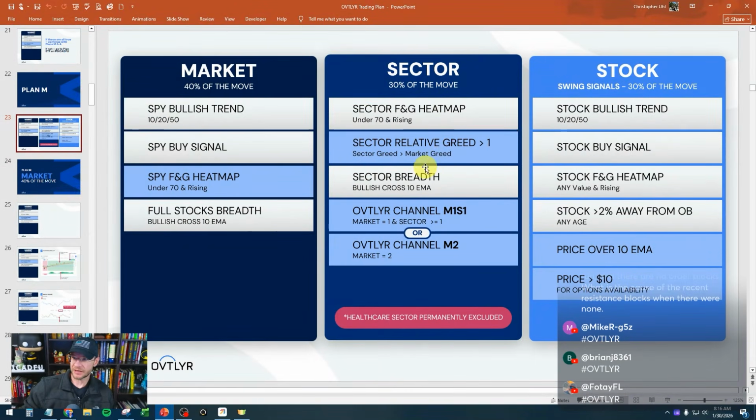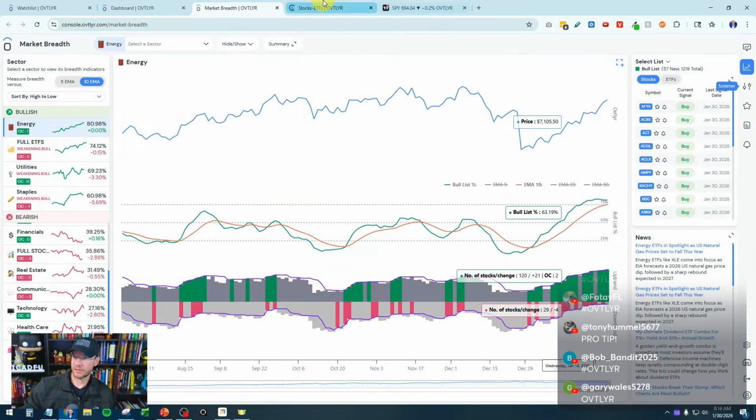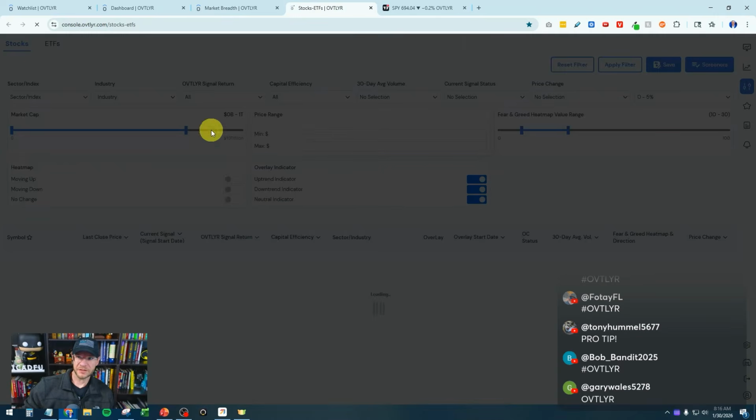All right, then let's say that I narrowed it down to a single sector. Let's just use staples, for example, because it has positive breadth and the OVTLYR channel is actually -1 today, but that's fine. We'll just use this as an example. Then I'll go over to the screener. Pop open the screener. On the screener, these are my screener criteria. Pretty simple, but I'll go through them one by one.